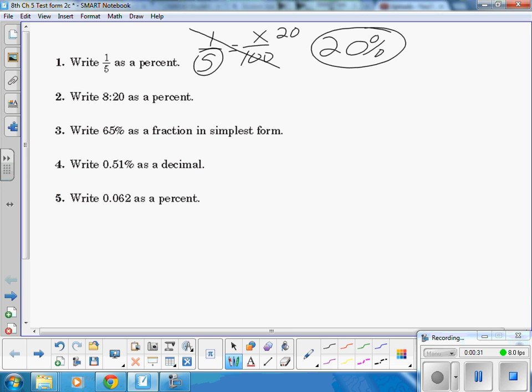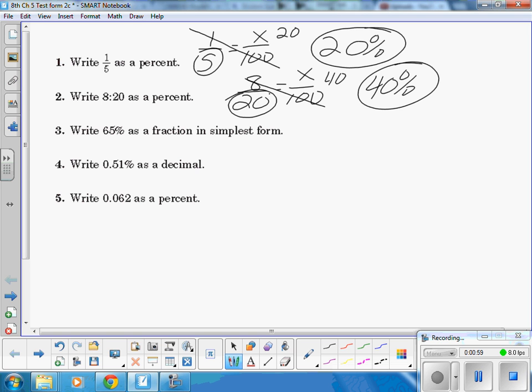Number 2, write 8/20 as a percent. Well, that's 8 over 20 is equal to what out of 100? Again, you could just go 8 divided by 20 on the calculator, get your decimal, then rewrite it as a percent, or do the percent proportion. 8 times 100 divided by 20, and that is 40. So your answer is 40%.